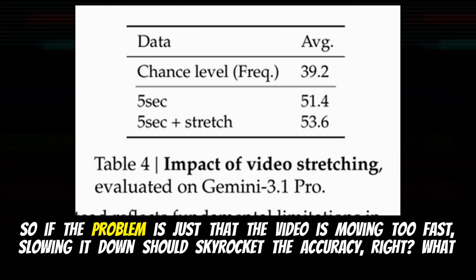Exactly. So if the problem is just that the video is moving too fast, slowing it down should skyrocket the accuracy, right? What happened? The improvement was marginal. It barely moved the needle. Wow. Yeah, it proved that subsampling is not the primary issue. The models are not failing because they are missing the frames. They are failing because they fundamentally do not understand the frames they are seeing.